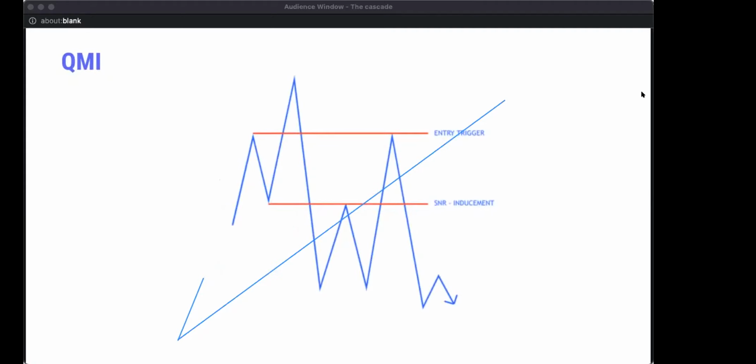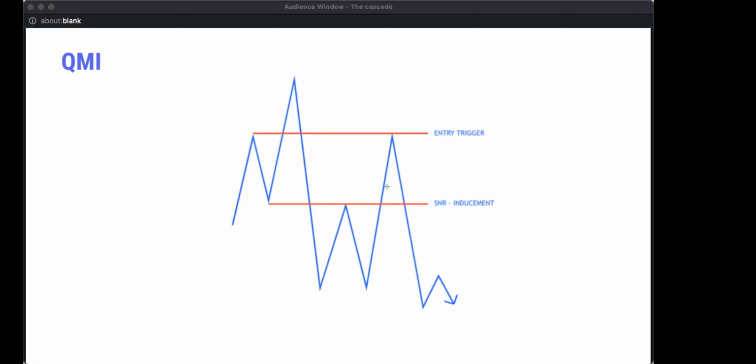Okay, this is called the QMI. It's just inducement. QM, we're heavily into QMs, but we have specific criteria for our QMs. Okay, so for this QM, right, we have a high, a low, higher high, lower low. What we see here is this SNR level, right? We have support turned resistance. This is an SNR flip, okay? So what traders are looking for is to short this here. But instead, we take it from the QM level, okay?